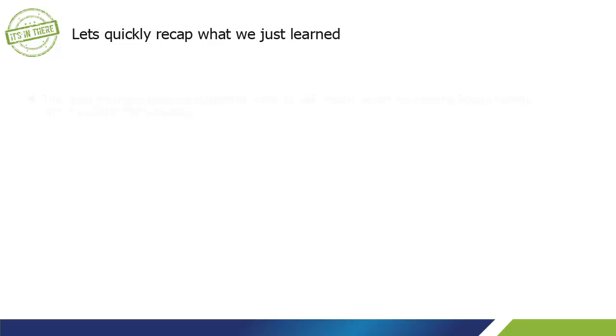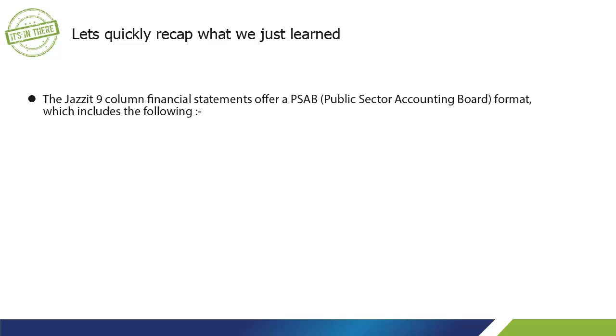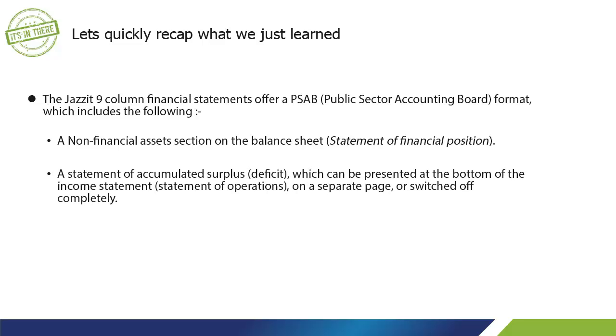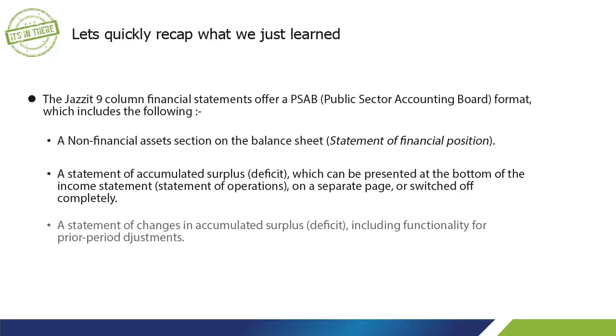Let's quickly recap what we just learned. The Jazzit 9-column financial statements offer a PSAB, or Public Sector Accounting Board, format, which includes the following: a non-financial assets section on the balance sheet, a statement of accumulated surplus or deficit, which can be presented at the bottom of the income statement, on a separate page, or switched off completely, a statement of changes in accumulated surplus or deficit, including functionality for prior period adjustments, and a statement of changes in net financial assets or net debt.